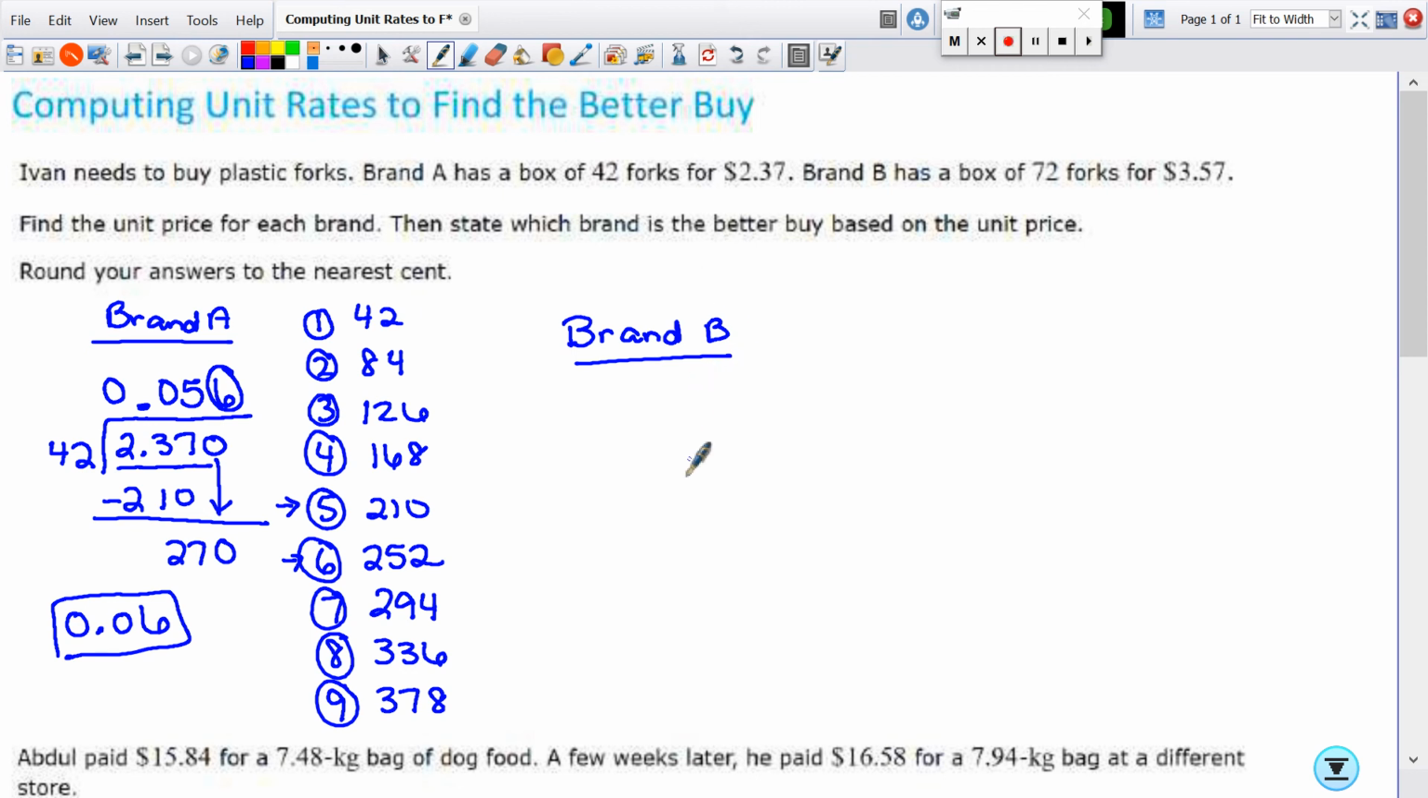Okay, brand B, you have $3.57 that you spent, and you are going to divide that among 72 forks. So go ahead and bring your decimal point straight up. I'm going to again make a list of 9 numbers, starting with the number you're dividing by and adding that number to itself each time.